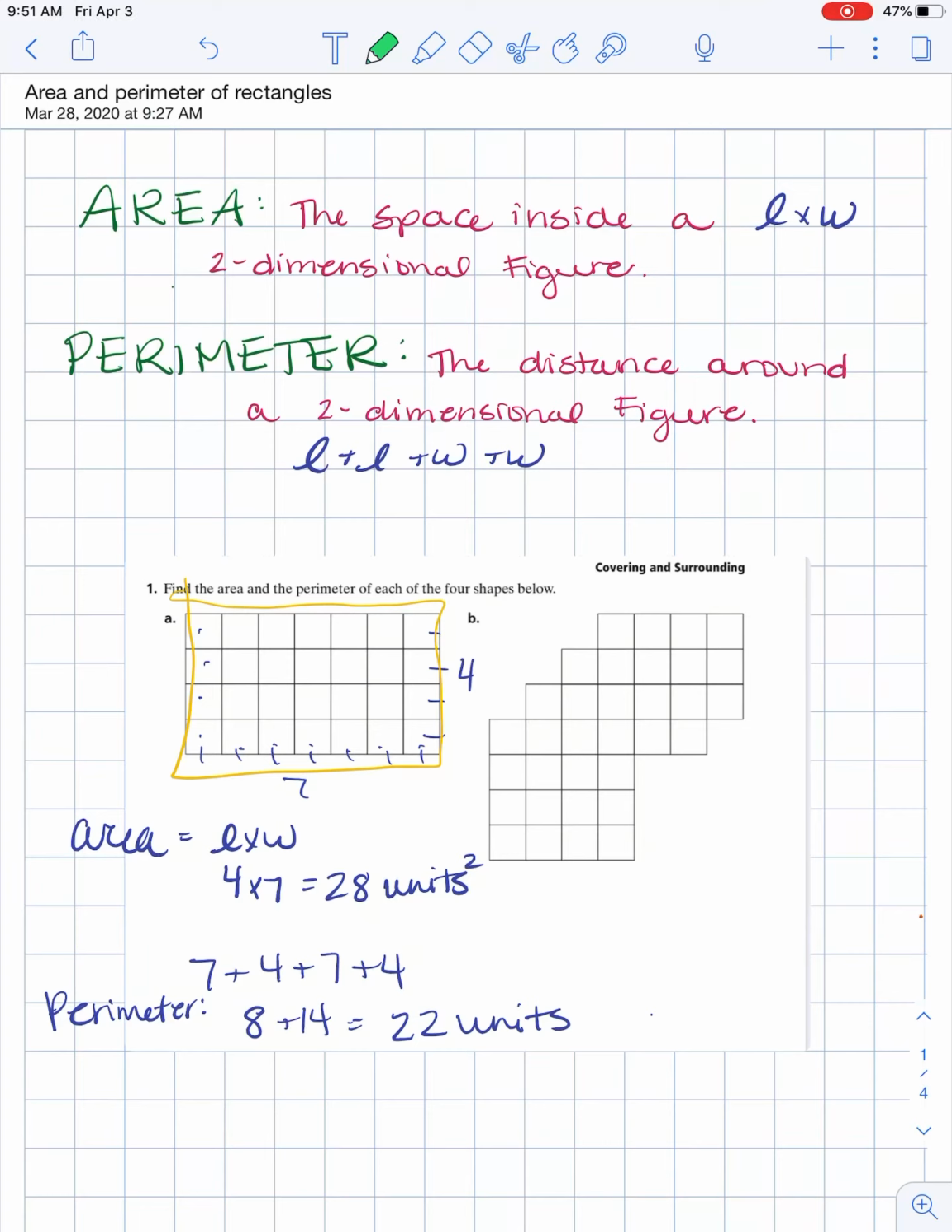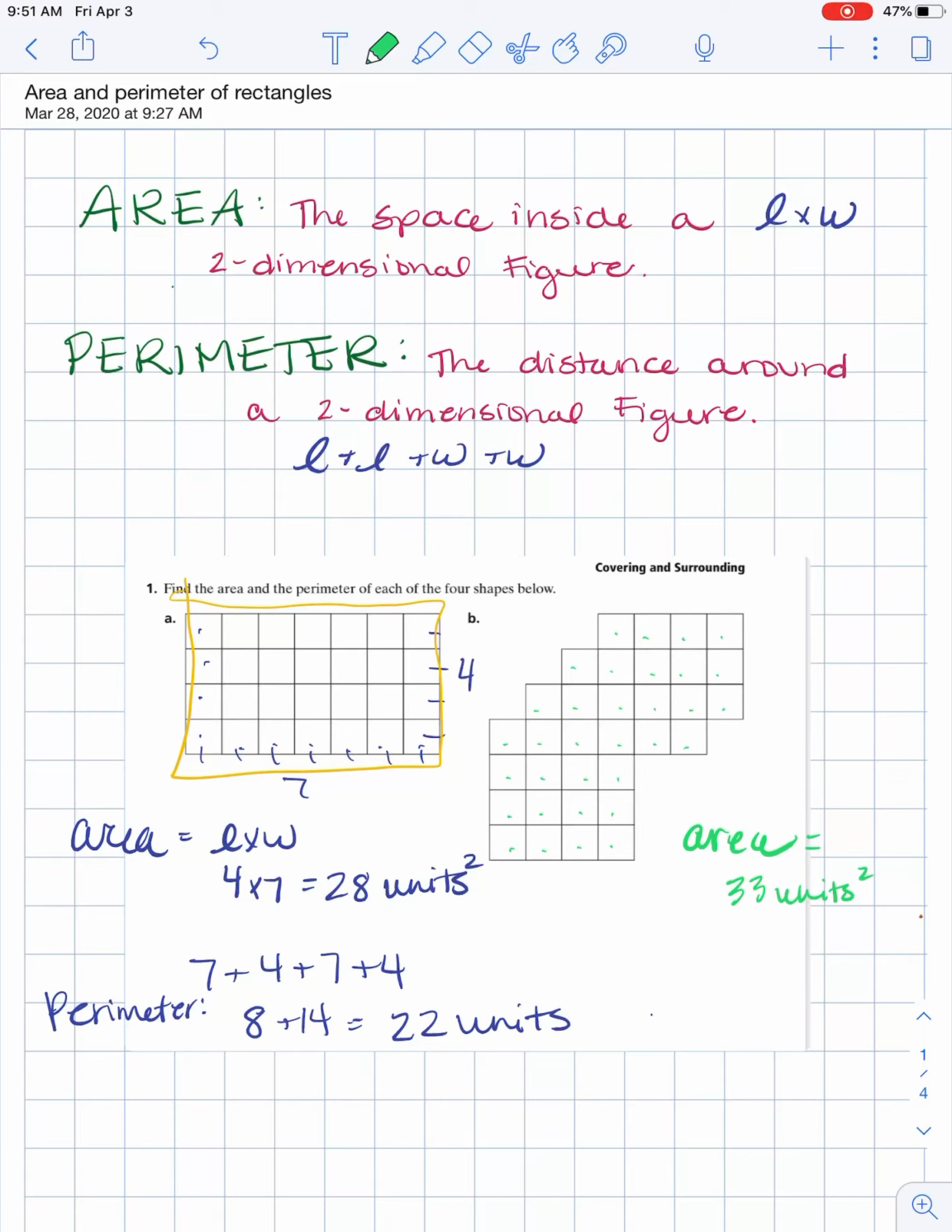This one is not a rectangle, right? It is made up of rectangles or squares, but a square is a rectangle, remember? So we can't use length times width. So to find our area, we're literally just going to count these squares inside the shape. 1, 2, 3, 4, 5, 6, 7, 8, 9, 10, 11, 12, 13, 14, 15, 16, 17, 18, 19, 20, 21, 22, 23, 24, 25, 26, 27, 28, 29, 30, 31, 32, 33. So our area for this one is 33 units squared, or square units. You can say it either way.